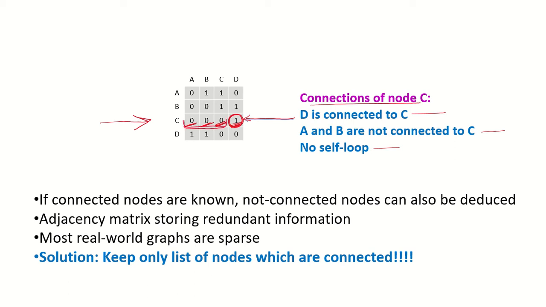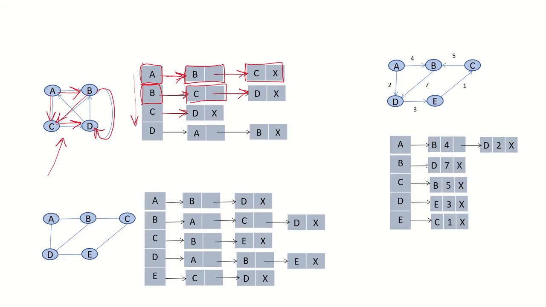This information is redundant. Once we know that C is connected to node D, we know automatically that it is not connected to nodes A and B, and there is no self loop of C also. So the adjacency matrix was storing redundant information. That is why this adjacency list is keeping a list of only the nodes which are connected. So we'll come back to this example.